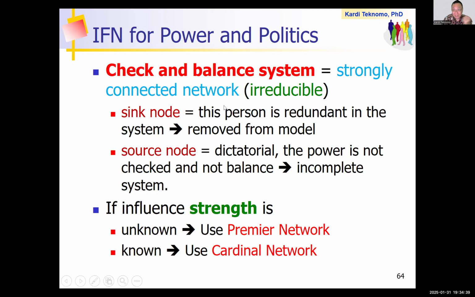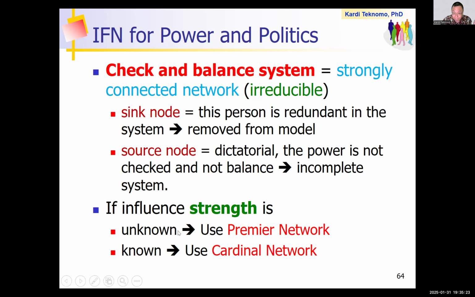The technique is simple. A check and balance system is basically strongly connected. If you have a sink node, representing an agent, meaning this person is redundant, you can remove them from the model. If there is a source node, meaning that person is a tic-tac-toe, then the power is not checked and not balanced, so your model is incomplete. Using this, you can start to check the influence strength also. We will calculate the IFN.